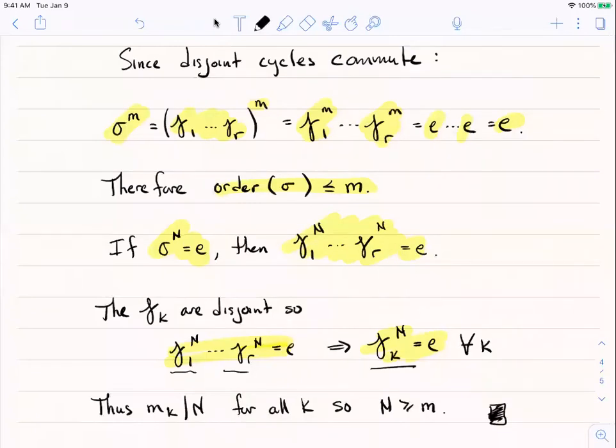We said mk was the order of gamma k. So if gamma k to the capital N is the identity, mk has to divide it. Well, if mk divides n for every k, then n must be greater than or equal to the least common multiple of all those mk's. So there's your opposite inequality, and that's how you can compute the order of a permutation. You can break it down into its cycles, and then you just take the least common multiple of the lengths of those cycles, and that number is your order.